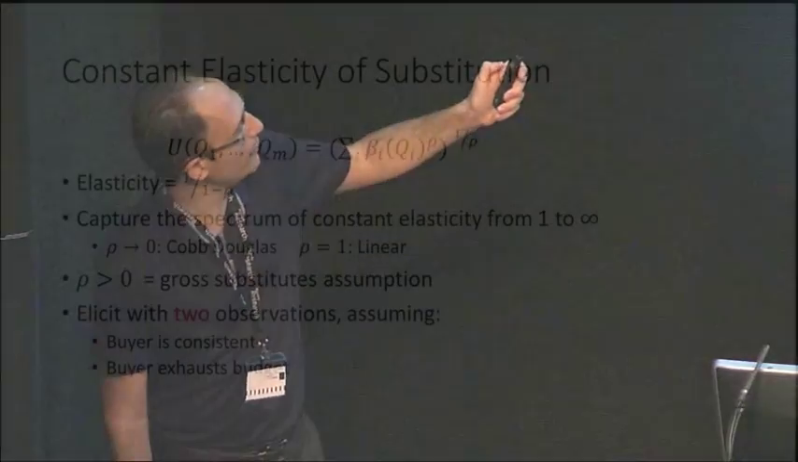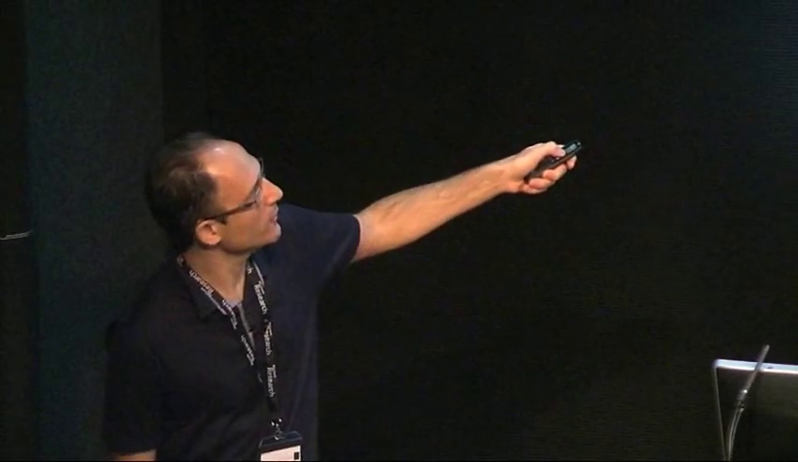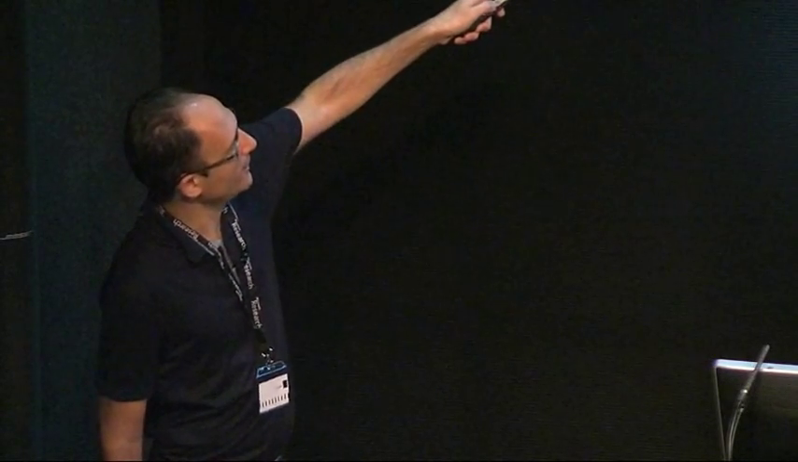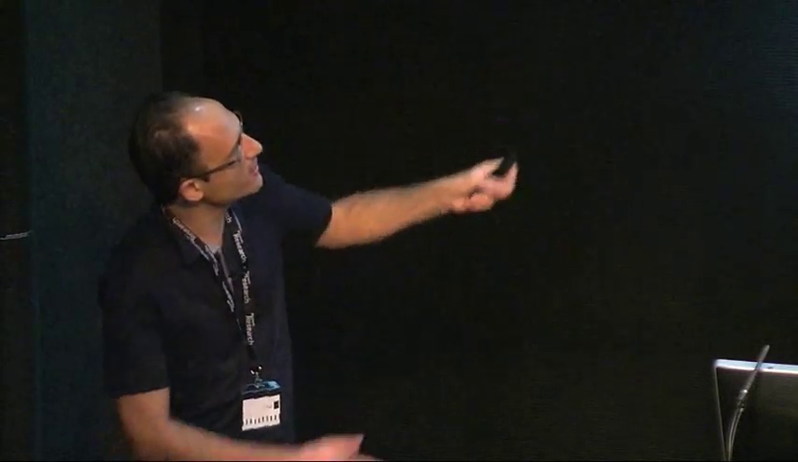So what we propose is to use a more general form of utility function called constant elasticity of substitution, which has this mathematical form where rho is related to elasticity. When rho is 0 at the limit, what we get is the Cobb-Douglas utility function. And when rho is 1, what we get is the linear utility function. It captures this whole spectrum of constant elasticity. What constant elasticity means is that we can have any kind of flexibility in substituting between different kinds of goods when the price changes.